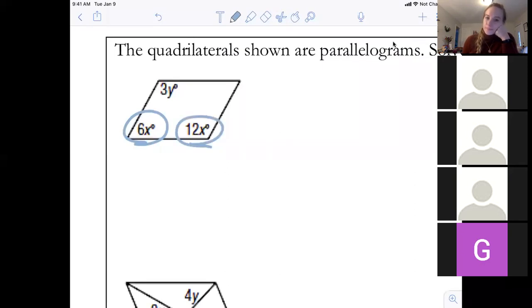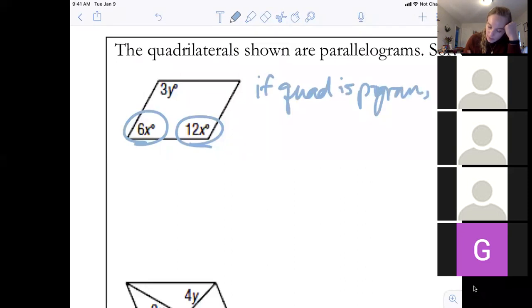Aren't they supplementary? They are supplementary. Why are they supplementary? Because they're consecutive interior angles. Consecutive, yeah. Good. So Allie gave me the statement: if a quad is a p-gram, then consecutive angles are sup.